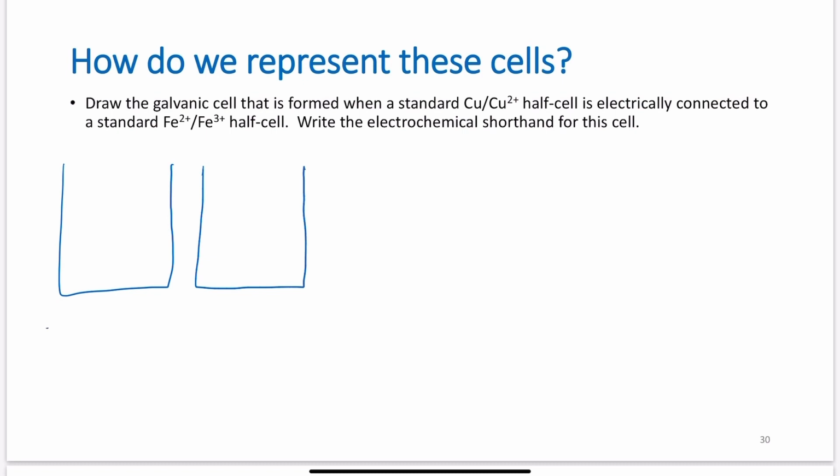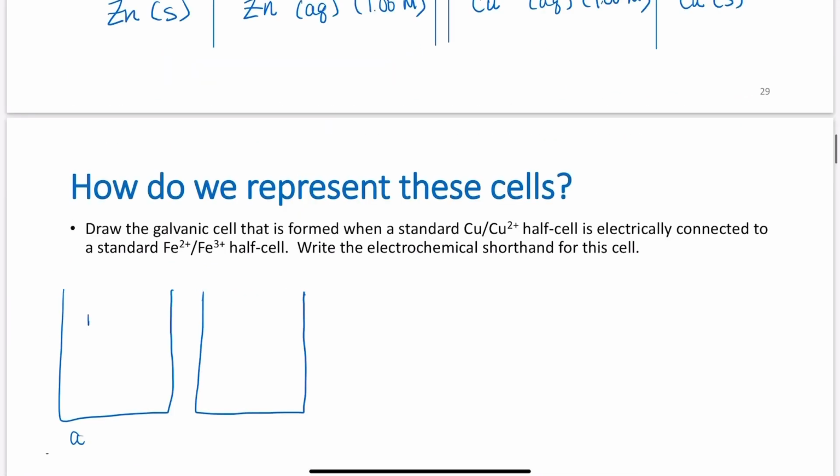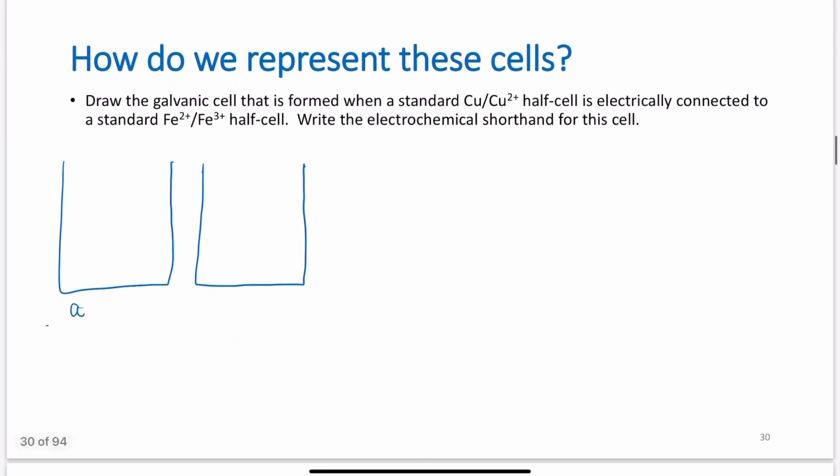I've got my 2 beakers. I know this is my anode. I know this is my cathode. I'm always going to write the anode on the left, the cathode on the right.